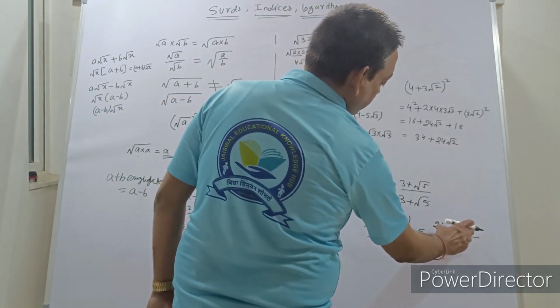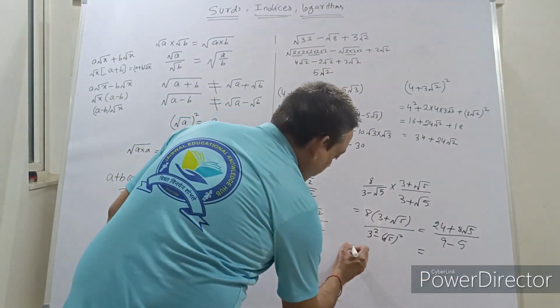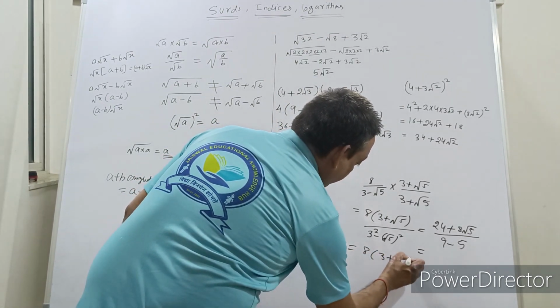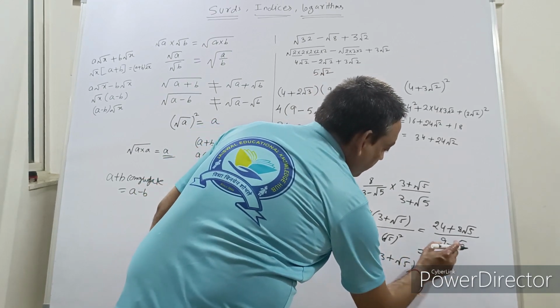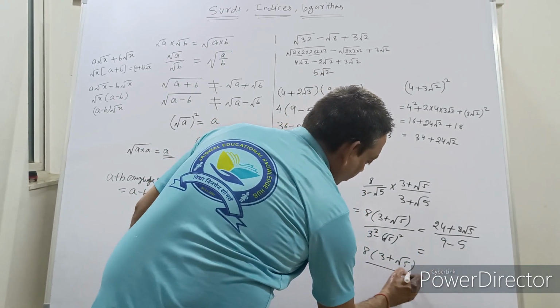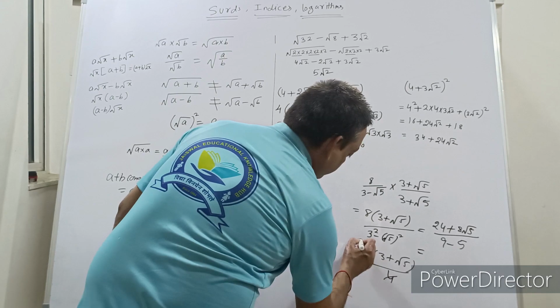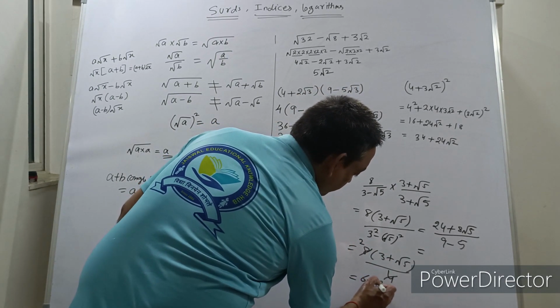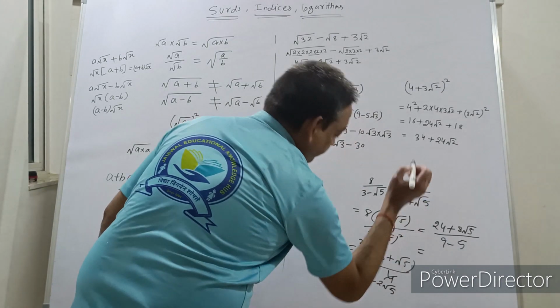Okay, so here we don't multiply the numerator, keep it as it is. So we'll get 8 times (3 plus root 5). And the denominator will be 9 minus 5, that gives you 4. So 4 ones are 4, 4 twos are 8, and then you multiply 2 into 3, 6 plus 2 root 5.